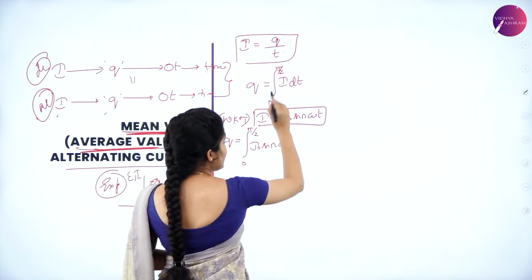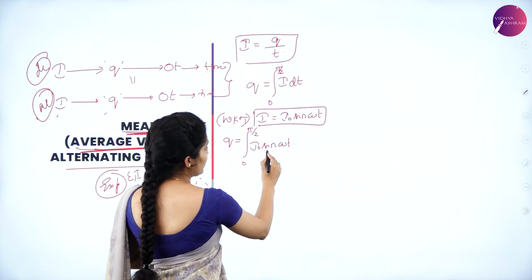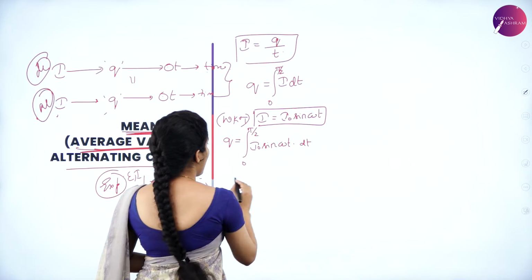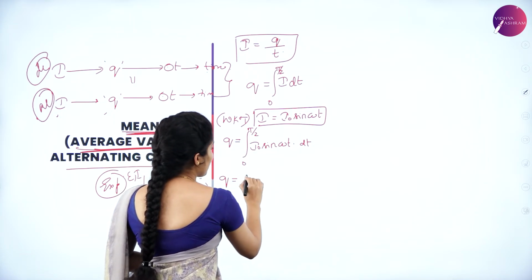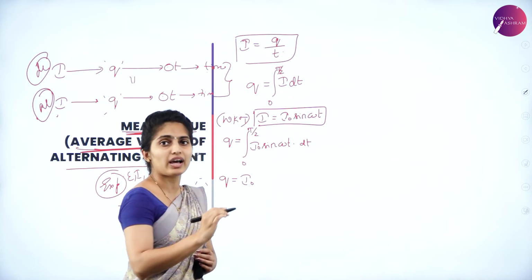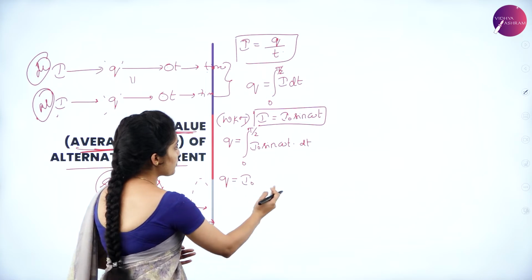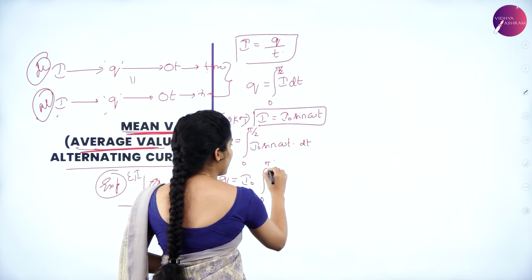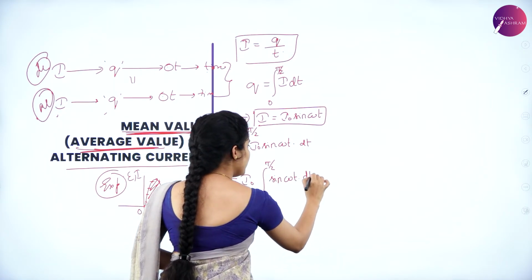For each current, time keeps on changing, right? That is why you give it as dt. So sine omega t into dt is the concept we have. Now, before integrating, we take I naught as constant because it is a peak value. Peak value is always said to be the constant or maximum value, which we take outside. So what remains is the integration from 0 to T by 2 of sine omega t into dt.